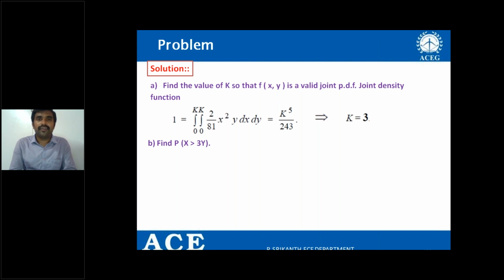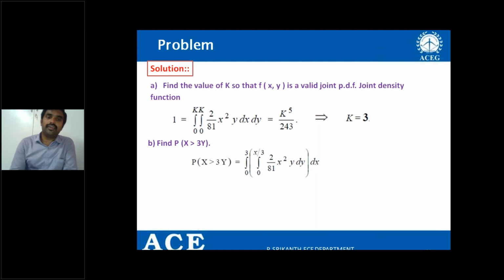And which area? Where exactly the value of x is greater than 3y, right? I can write it as the probability equal to, and we have taken from the property, the probability equal to double integration. One is with respect to x, the other one is with respect to y. So here, what are the limits for x from the given function in the interval 0 to 3?